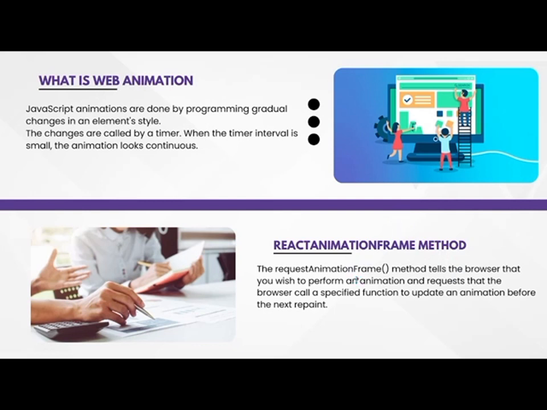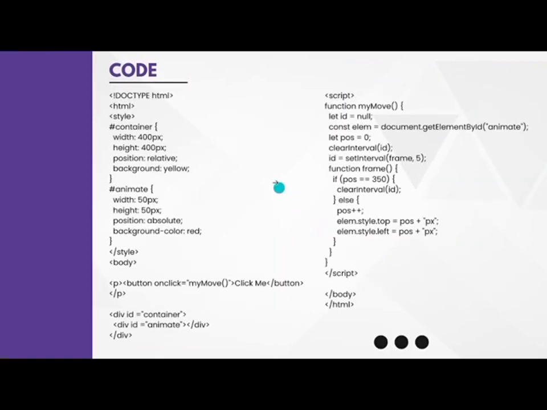And the next is the request animation frame method. This is JavaScript's built-in method which tells the browser that you wish to perform an animation and requests that the browser calls a specified function to create an animation before the next repaint. What happens in this method? We have to call this method in JavaScript code. Then we also have to set a particular timer to call this method. This is the code I want to present.